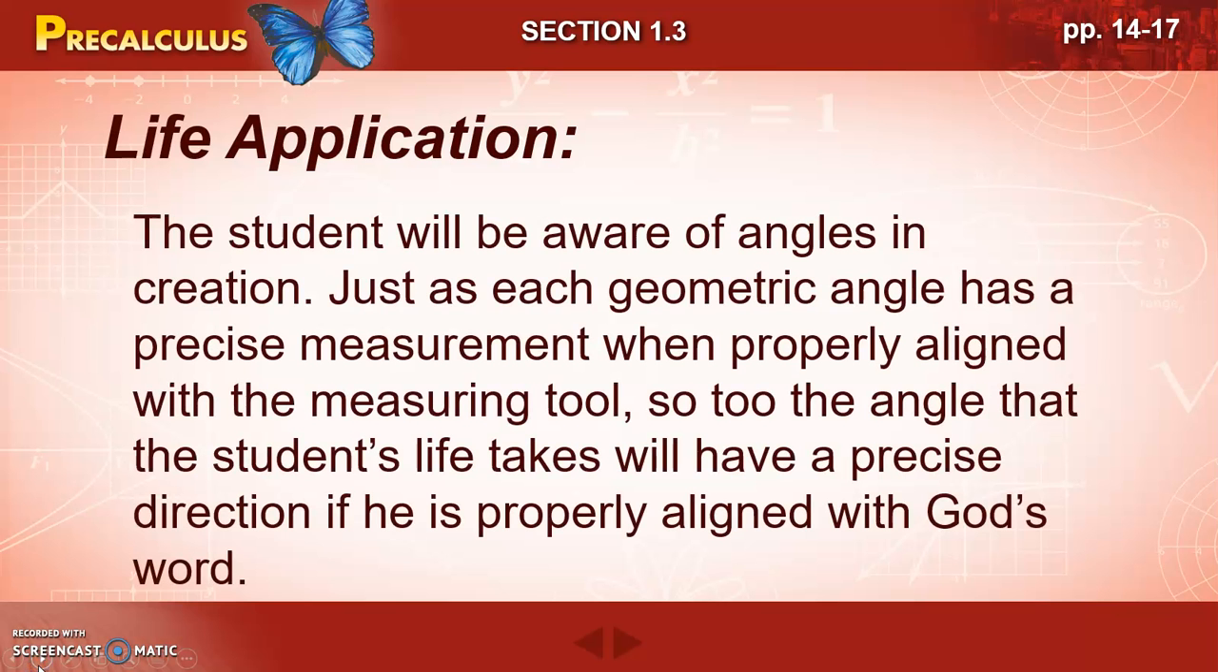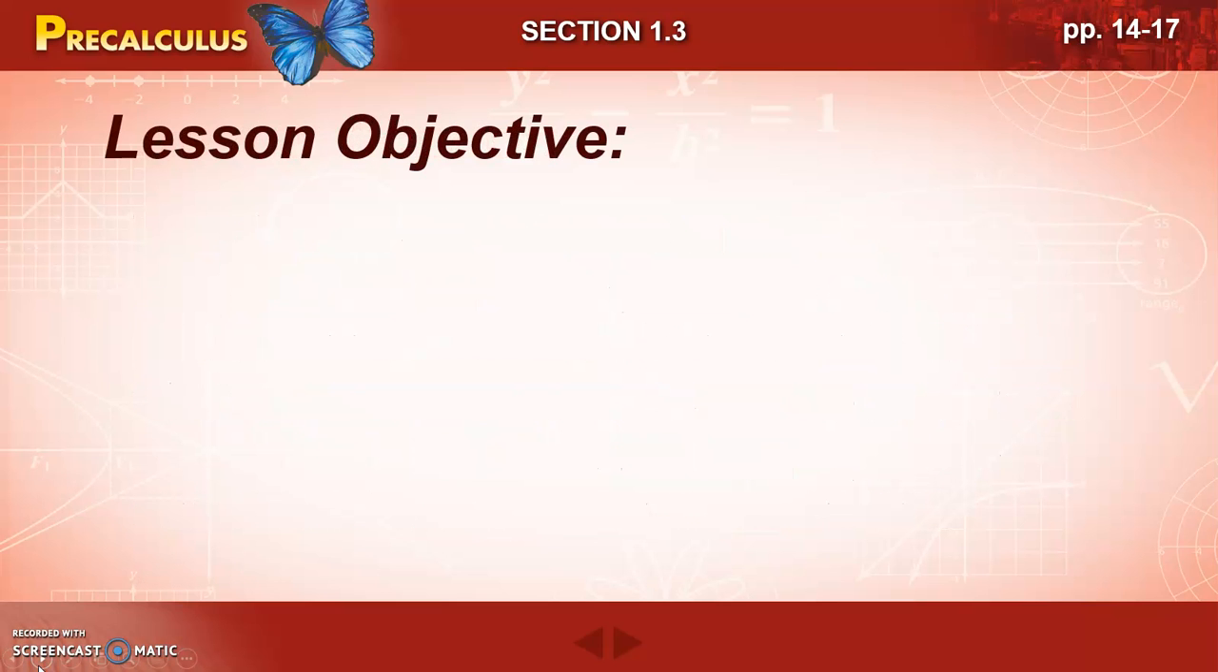Now, our life application for this unit is this. We want you, as students, to be aware of angles in creation. Just as each geometric angle has a precise measurement when properly aligned with the measuring tool, the protractor, so too the angle that the student's life, your life takes, will have a precise direction in life if you're properly aligned with God's Word. We know that God is a God of order and that He has provided specific instructions not only for measurement, but for how we're supposed to live our lives. And we want you to take that principle and apply that in your life, not just in mathematics.